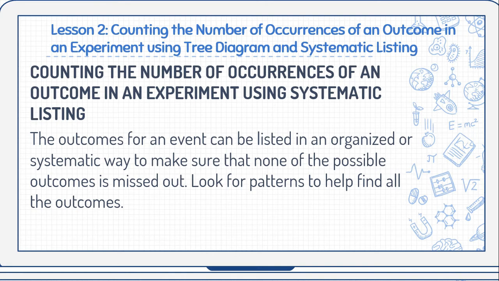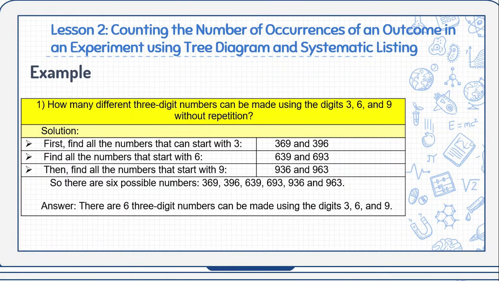The outcomes of an event can be listed in an organized or systematic way to make sure that none of the possible outcomes is missed out. Look for patterns to help find all the outcomes. Okay, so we have here the example. How many different three-digit numbers can be made using the digits 3, 6, and 9 without repetition? Okay, so using this systematic listing.